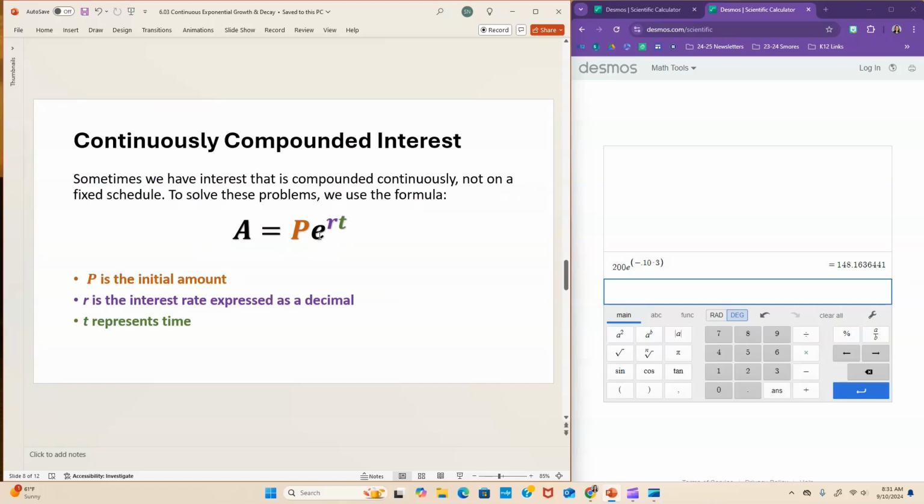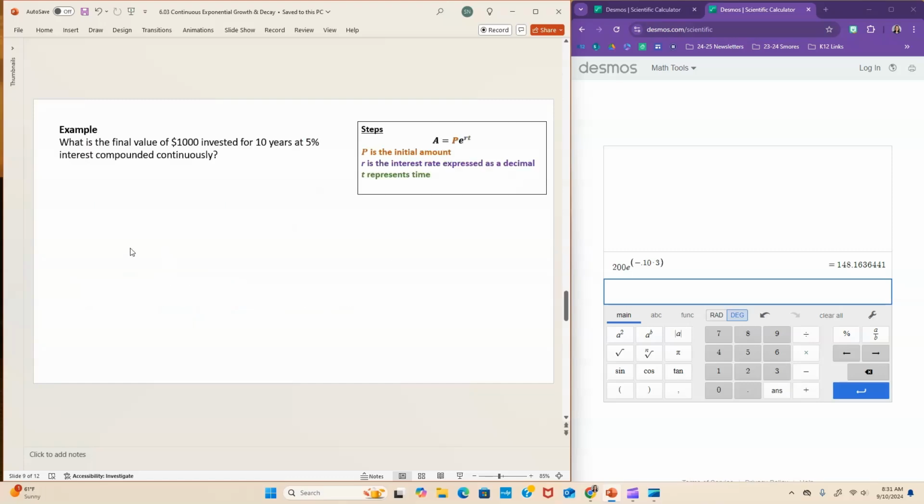So once again, we see that we have that value of e whenever we have something continuous. And so this is A equals P e to the rt. P is once again the starting value. r is going to be the interest rate, which we could turn into a decimal, and then t is going to represent time. So let's look at some examples. What is the final value of $1,000 invested for 10 years at 5% interest compounded continuously?